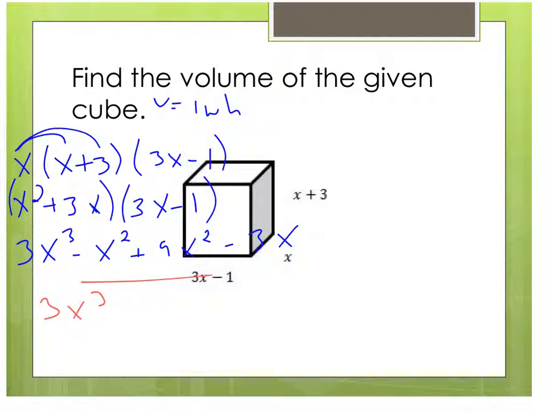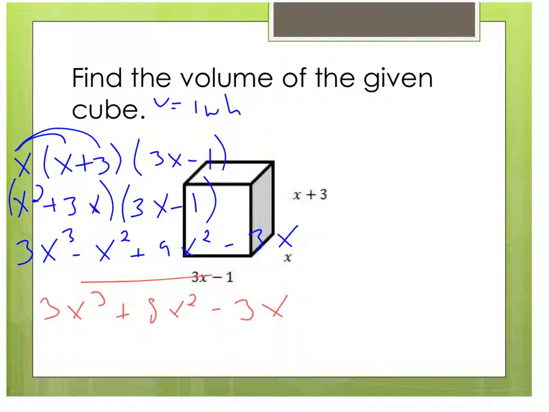Now let's combine these two. I have a 9 minus 1, because remember, when I have 2 numbers of opposite signs, I treat them like a subtraction problem. 9 minus 1 is 8. Bring down my exponent and variable. And my bigger sign is a plus, so it's going to be a plus 8x squared. And then finally bring down my last term, which is a negative 3x.